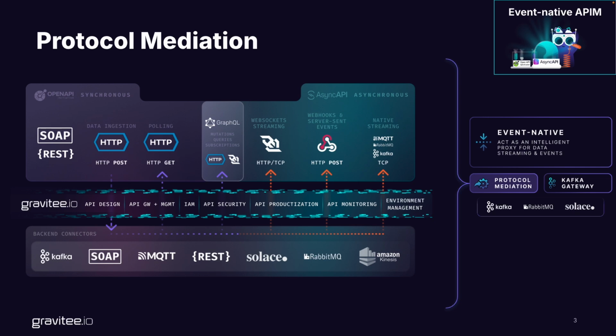The flow that we're going to be going over today is taking your Azure Event Hub topic and placing the Gravitee gateway in between that and then exposing that data stream to your consumers over some web-friendly protocols.